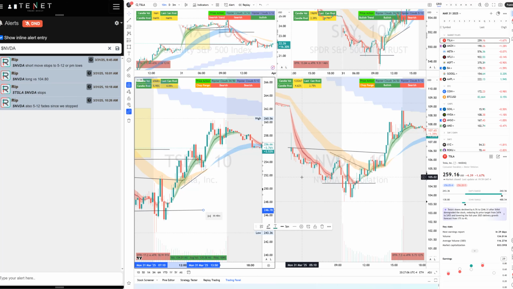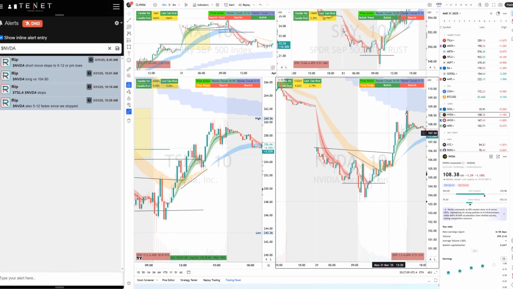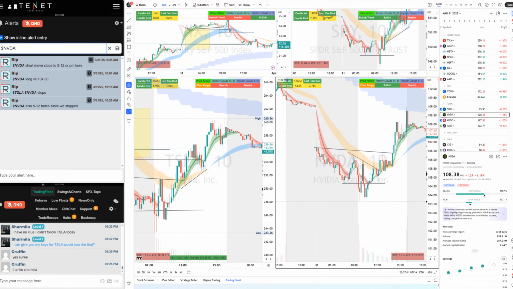And I gave the MTF target, filling the gap. You see NVIDIA fill the MTF. So that was the complete story about Tesla and NVIDIA today. Initial calls were losers. I didn't trade the second calls. A lot of traders in the community did do that.